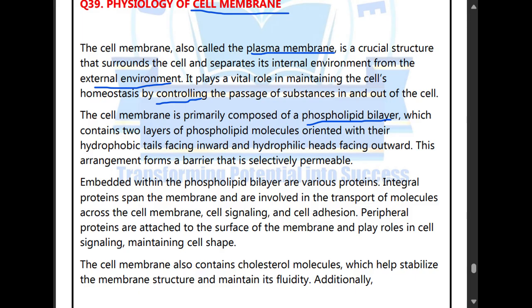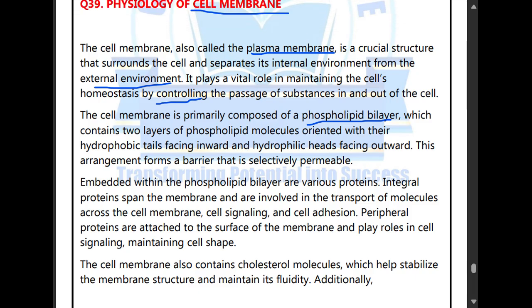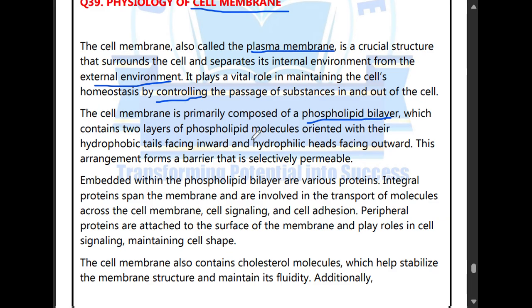Embedded within the phospholipid bilayer are various proteins. We have integral proteins, which span the membrane and are involved in the transport of molecules across the cell membrane, cell signaling, as well as cell adhesion. Then we have the peripheral proteins, which are attached to the surface of the membrane, and they play a role in cell signaling and maintenance of cell shape.